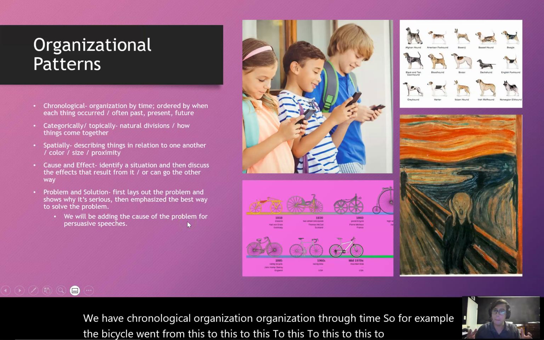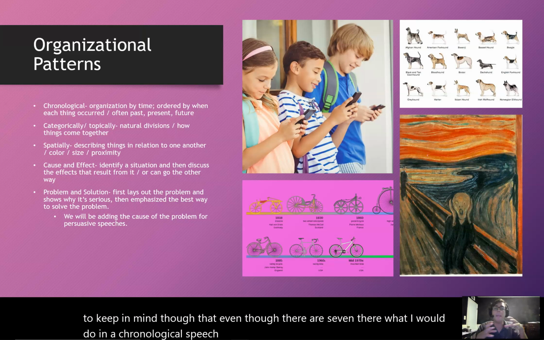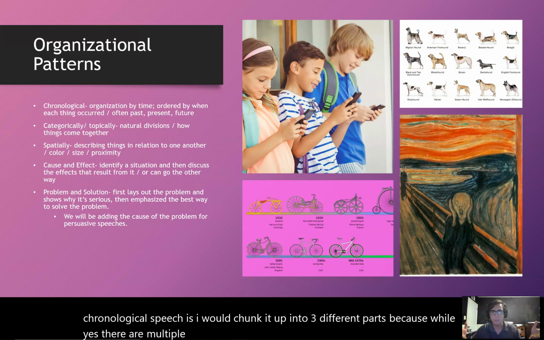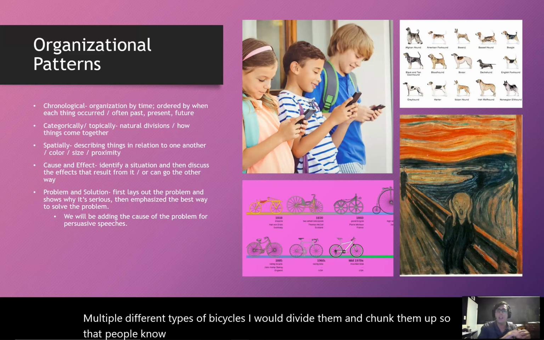One thing to keep in mind though, that even though there are 7 there, what I would do in a chronological speech is I would chunk it up into 3 different parts, because while yes, there are multiple components, multiple different types of bicycles, I would divide them and chunk them up so that people know exactly where we are.